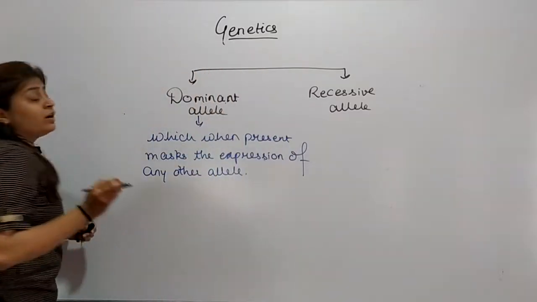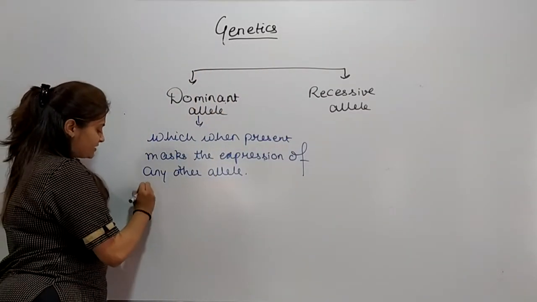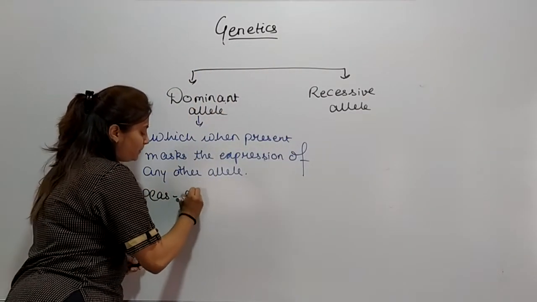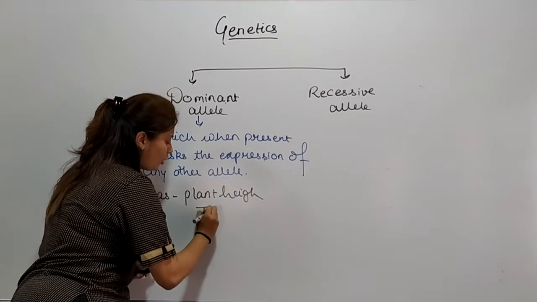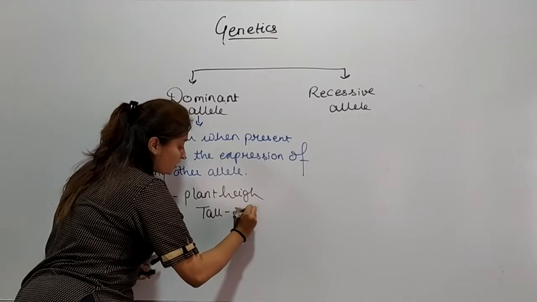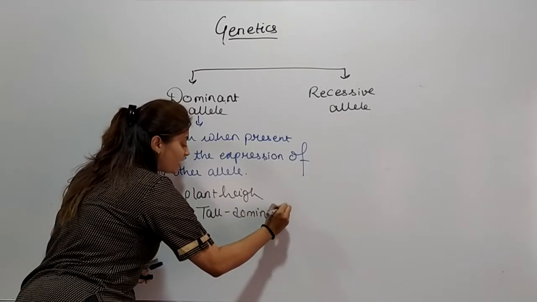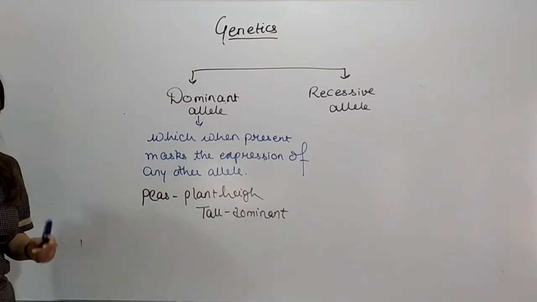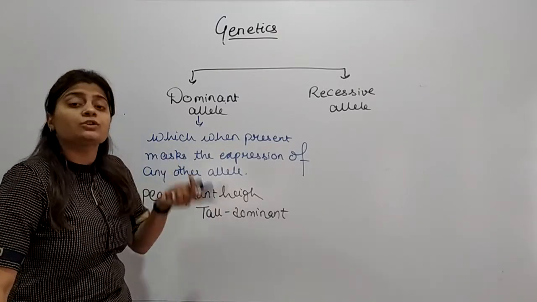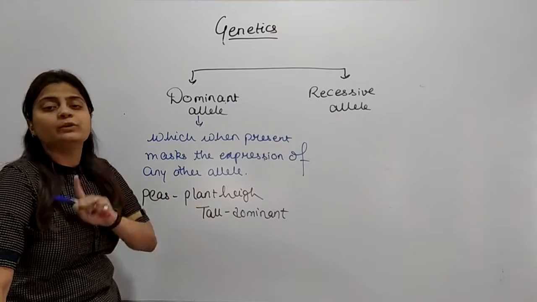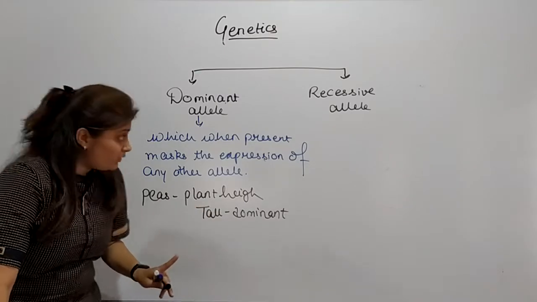Let's say for peas, the plant height, we have tall as dominant. So whenever there is an allele present for tall height, no other allele of the height will be expressed. Right?